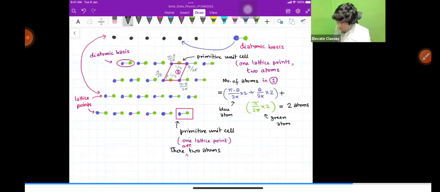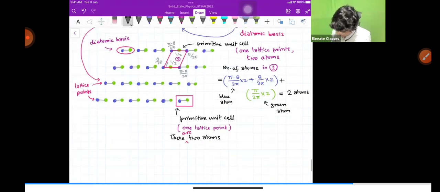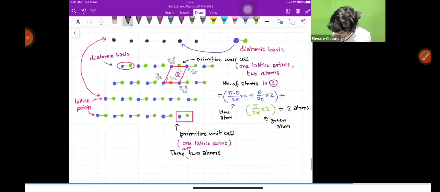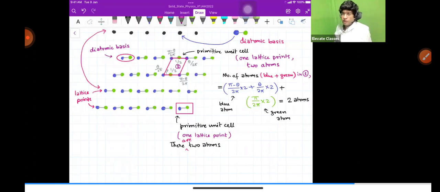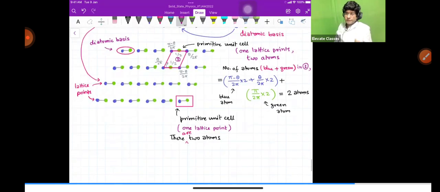Yes. Now यहाँ पे जब भी हम count करेंगे atoms को, okay? So number of atoms, whenever we say atoms, so यहाँ पे I'll just add this thing here. We talk about blue plus green atom. So blue plus green, okay, in 1.